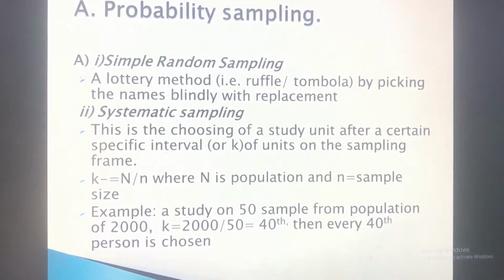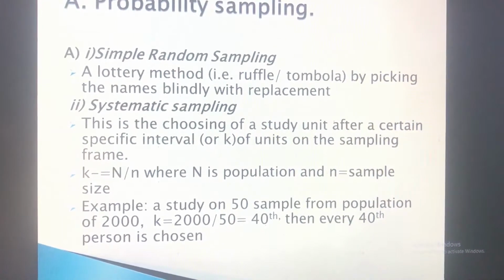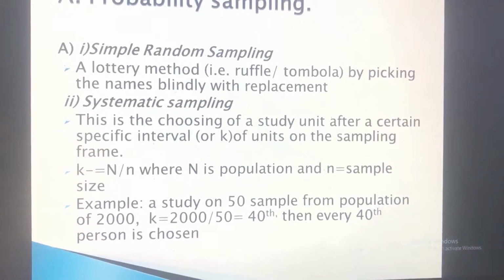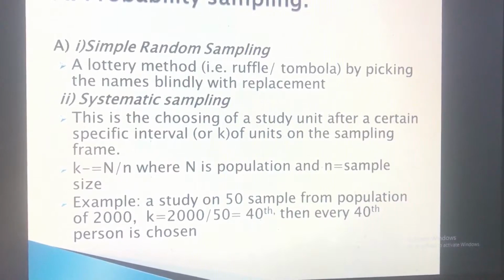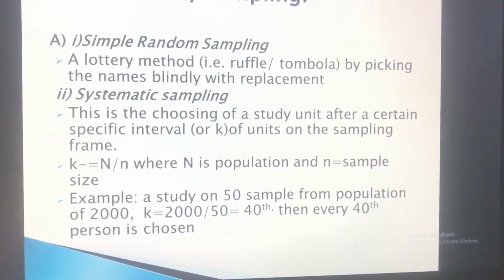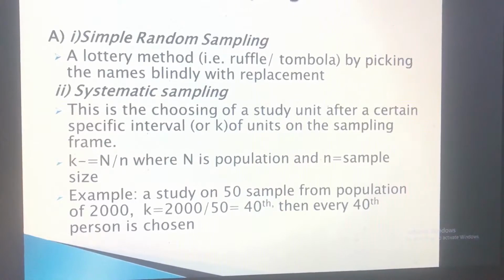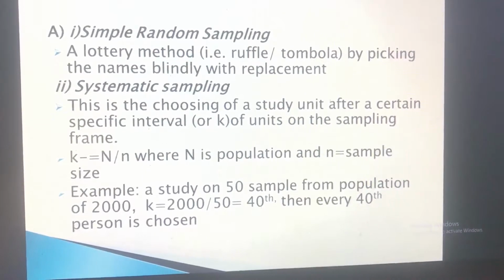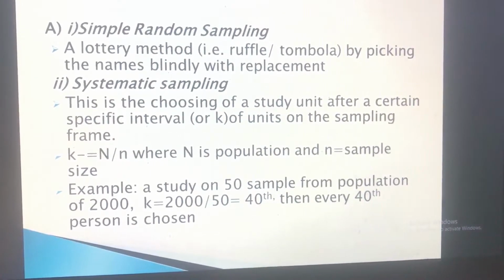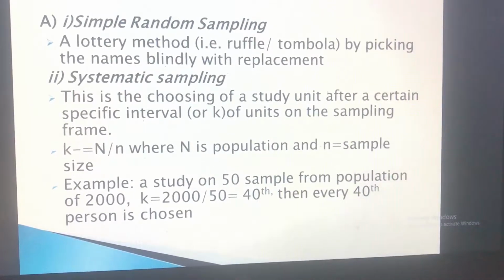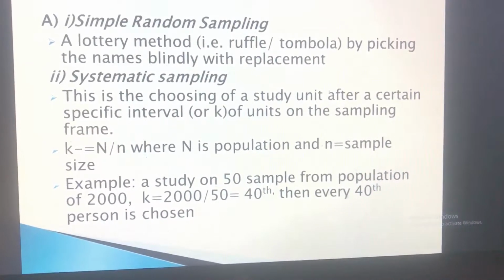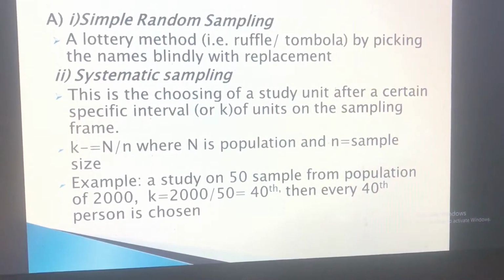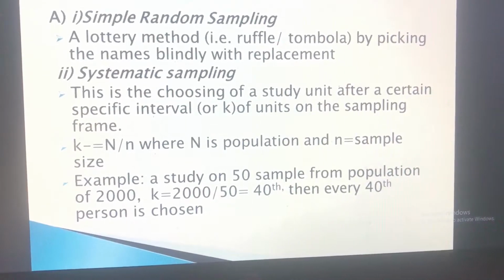In probability sampling, we have first simple random sampling. Simple random sampling is a rotary method, like a tombola. We do it by picking the names blindly with replacement. We can also use systematic random sampling. This is the choosing of study units after a certain specific interval of units on the sampling frame. The specific interval is equal to the population divided by the sample size.